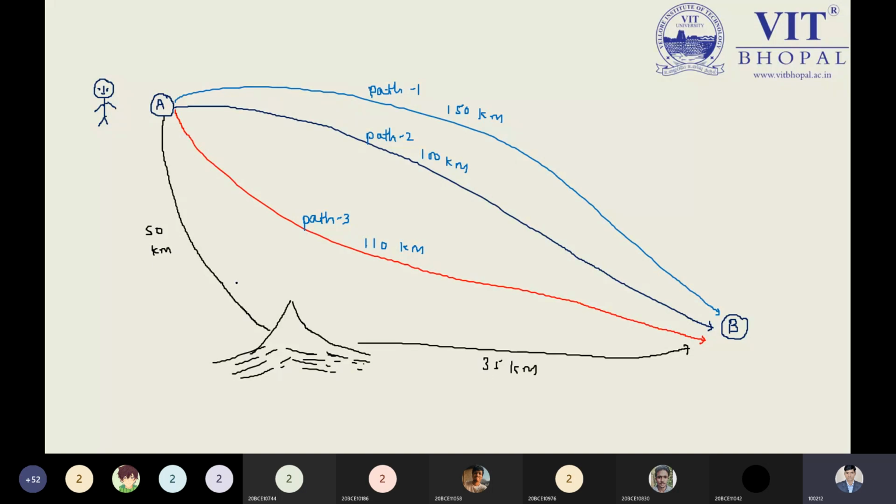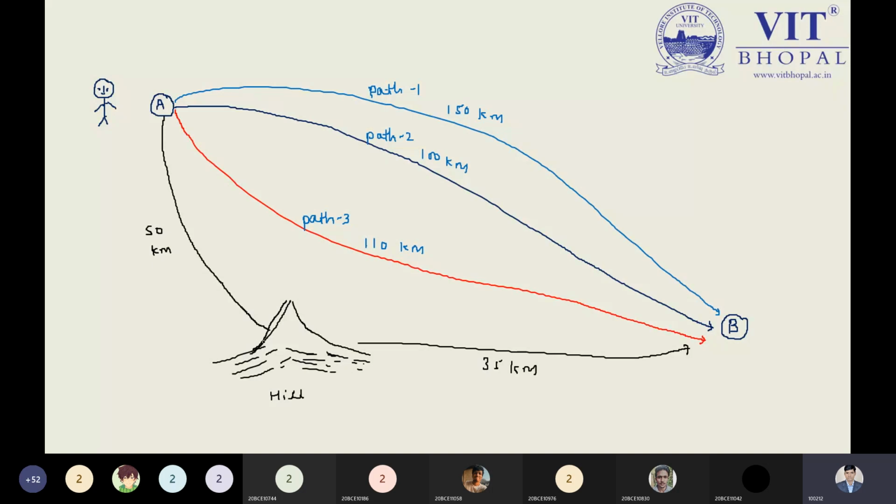So what is this example saying? There is a hill. To save your time and your cost, you will cover a part of the way by the road, so 50 kilometers you can cover. Then, as a person, you will try to climb this hill, that is the point.